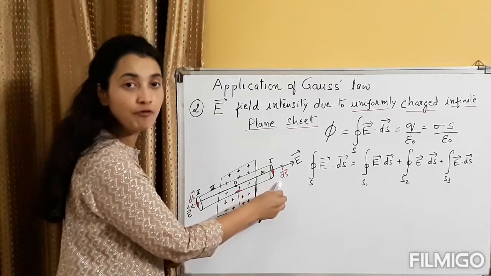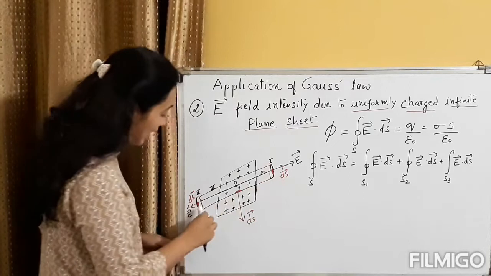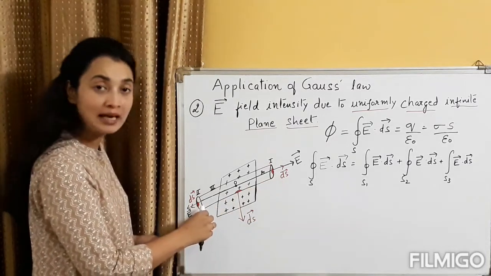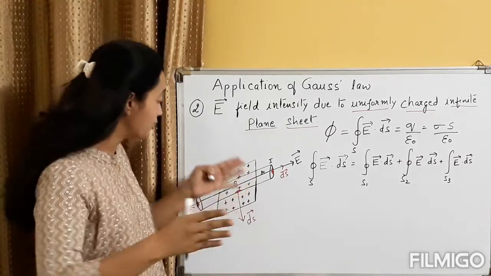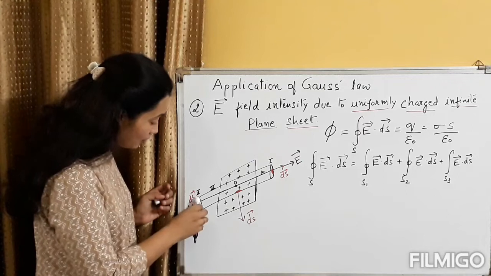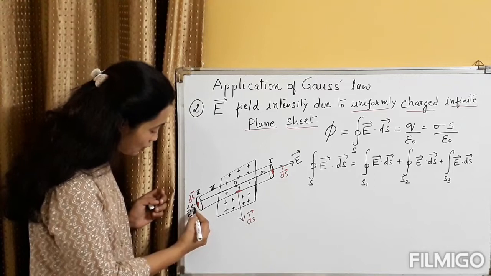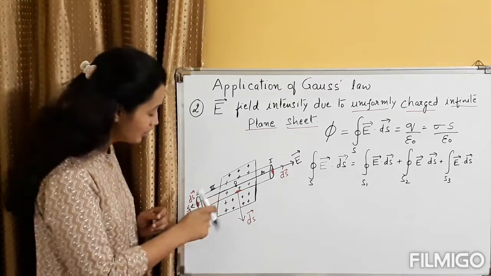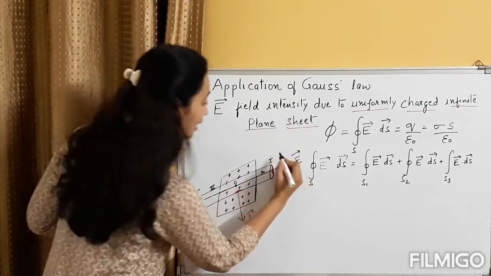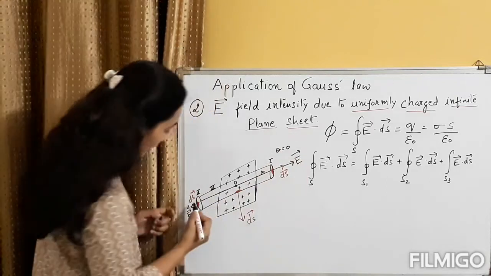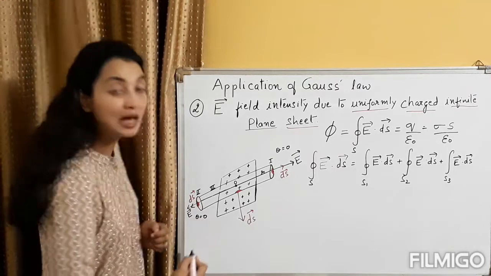and the area vector for the end cap is ds, which is also the outward normal. For the other end cap, the electric field is again radially outwards, out of the sheet, and the area vector is also the outward normal to the end cap. So here the angle between the electric field and area vector is 0. Here also the electric field and area vector, the outward normal, have an angle of 0 between them.